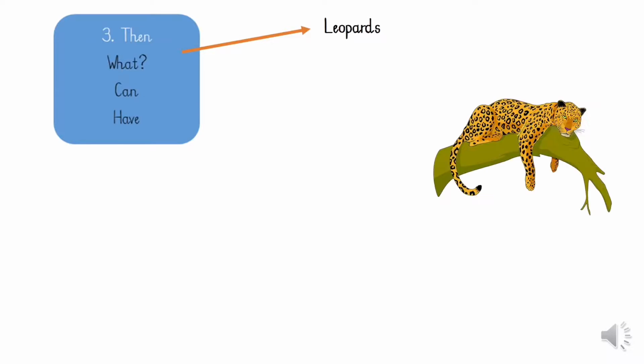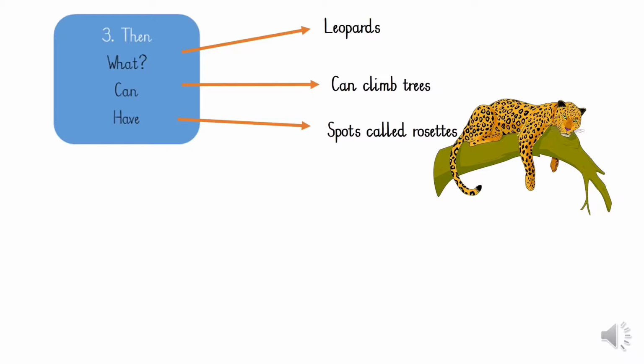Your third paragraph tells us what happens next. Here you can write about another animal. I have chosen leopards. Leopards can climb trees, and leopards have spots called rosettes. This is what my paragraph would look like.